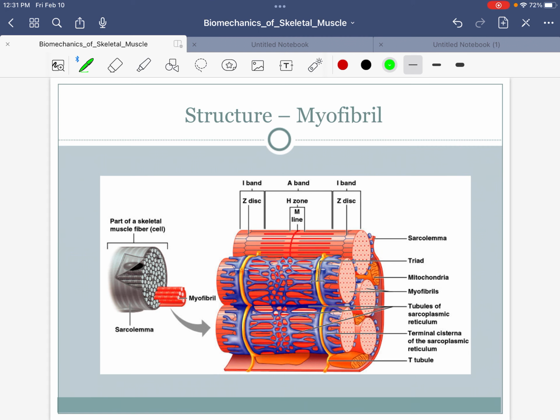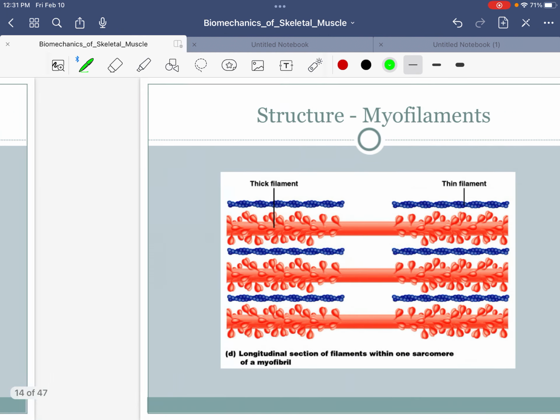Make sure you review the myofibril. The myofibril has the sarcoplasmic reticulum. The sarcoplasmic reticulum is that blue covering over each myofibril. It's kind of like a net or a mesh, that blue-purple covering. The function of the sarcoplasmic reticulum is to store calcium. We need calcium for muscle contraction. This is where it's stored. Make sure you review that.